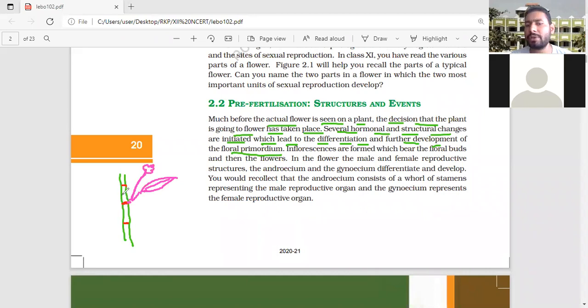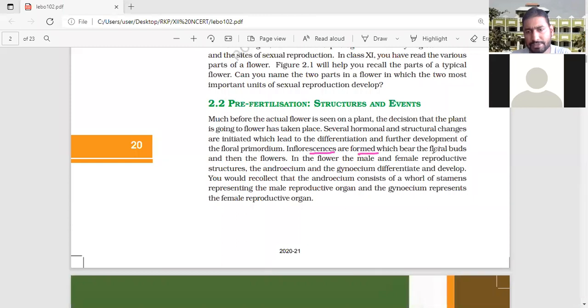That is called the floral primordium. The floral primordium is the structure which is going to form the flower. Primordium means precursor. It is going to form the flower branch. Now inflorescences are formed which bear the floral buds and then the flower.